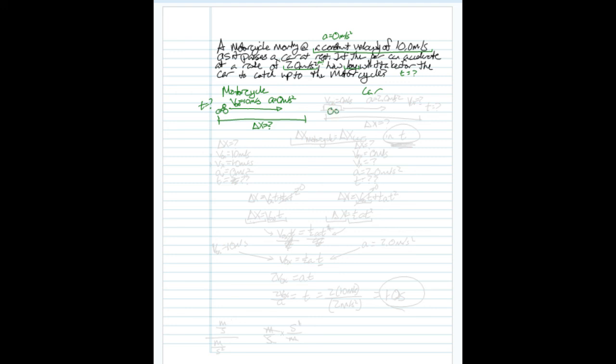Then we have our car. Starting at rest, v0x is 0 meters per second, but they can accelerate at 2 meters per second squared. They're going to end up at some final velocity that we don't know as they're moving through this motion. They're also going to travel some distance, and they're going to take some time.